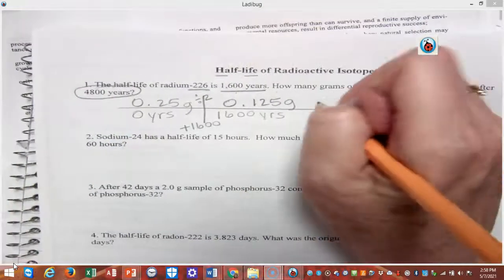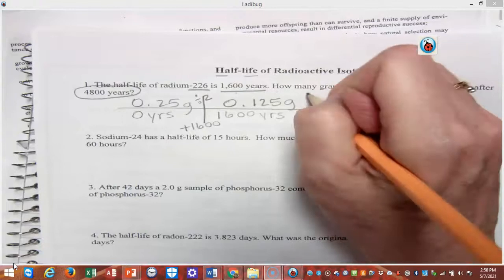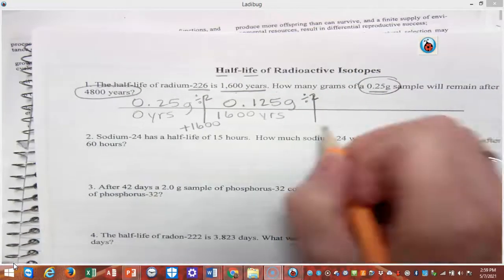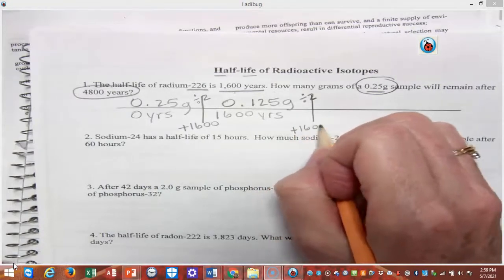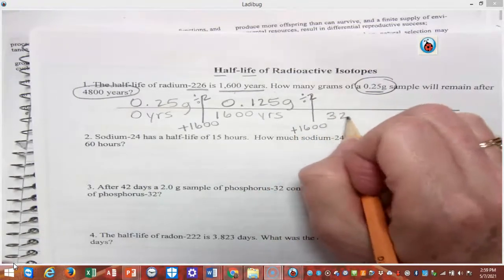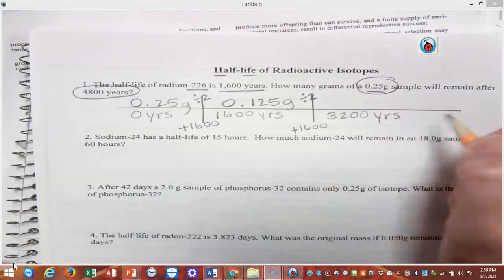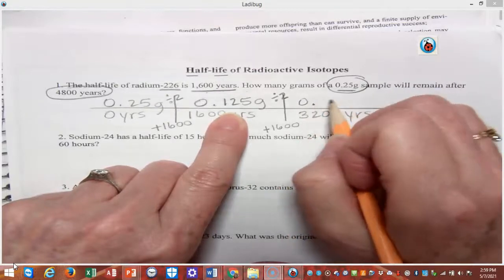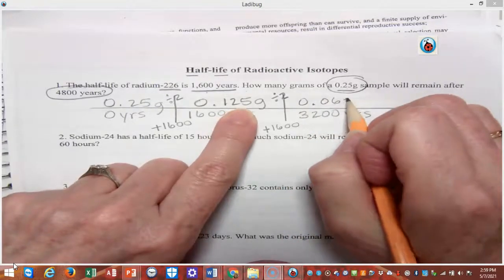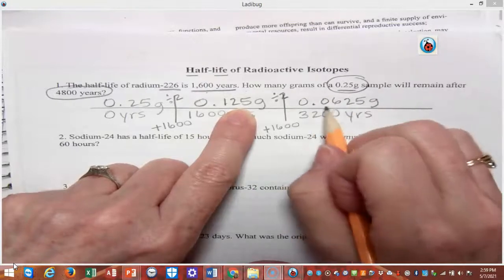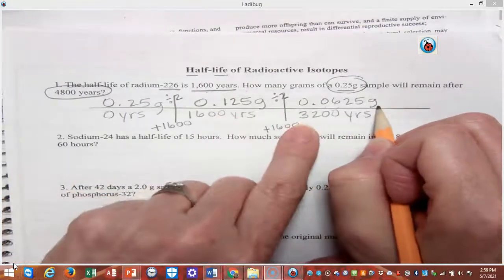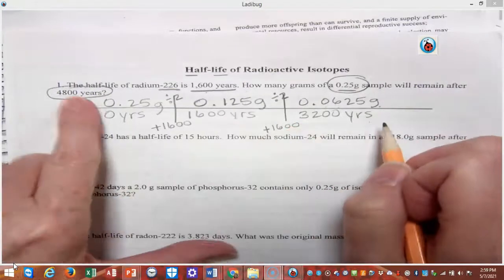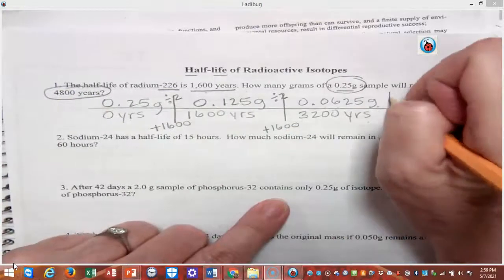So I'm going to have another half-life go by. So what happens to my sample? It gets cut in half. And what am I doing on the bottom? I'm going to add another 1600 years. So I've got a total of 3200 years have gone by, and how much of this sample is left? Well, if we cut this in half, we've got 0.0625 grams of our substance left after 3,200 years. Again, that does not answer the question, so I keep going until I get my question answered.